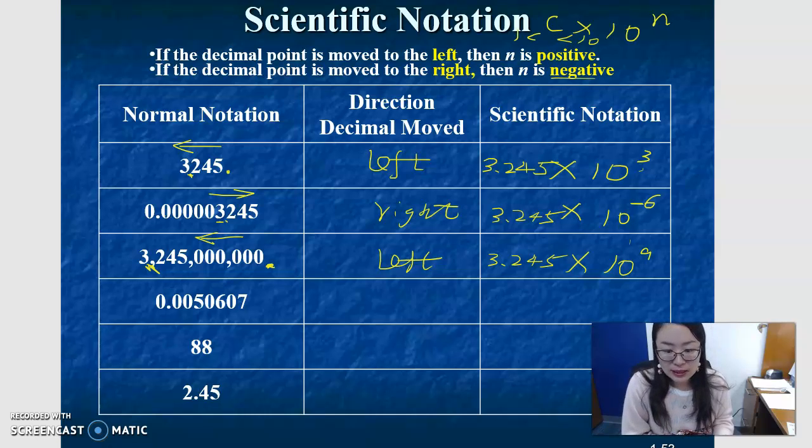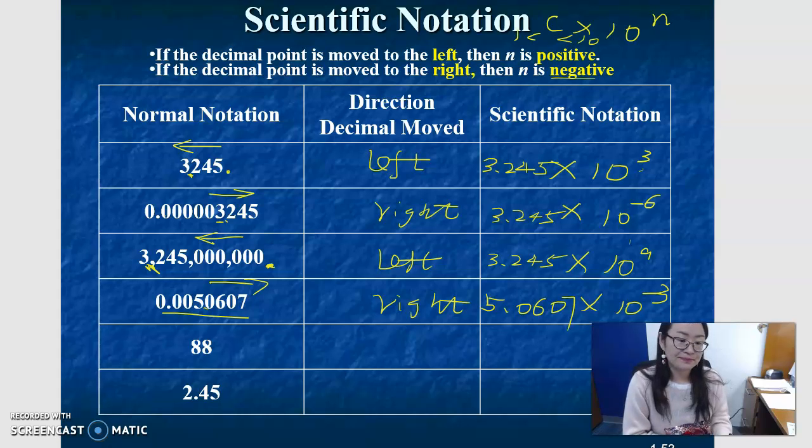And one more practice. And this is smaller than 1, so we need to move to the right. Right should be negative. So you will write this negative first, and then how many places you need to go to get the decimal point here. 1, 2, 3. So 3 places to go. So I get 5.0607.